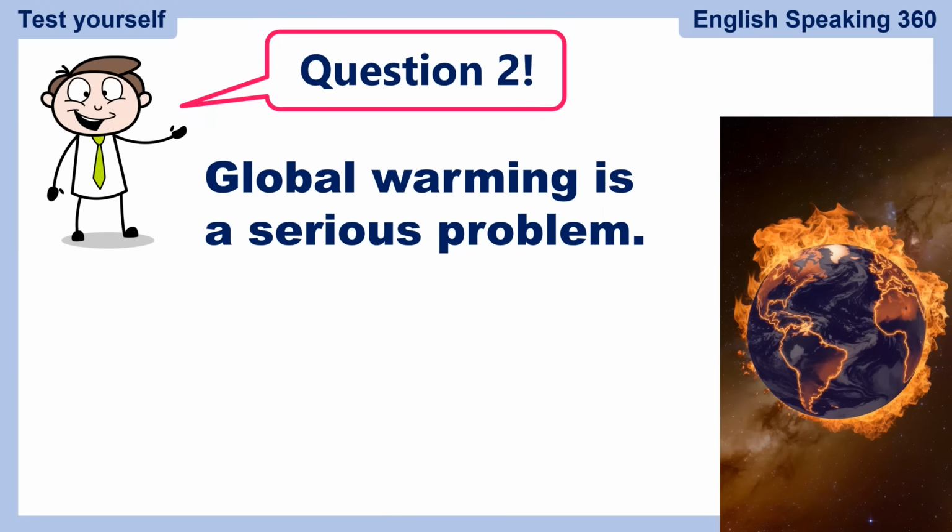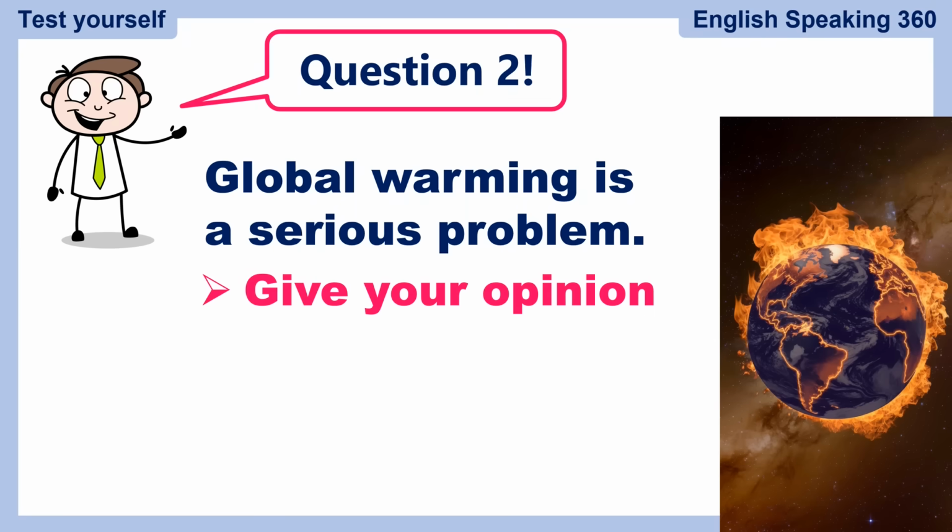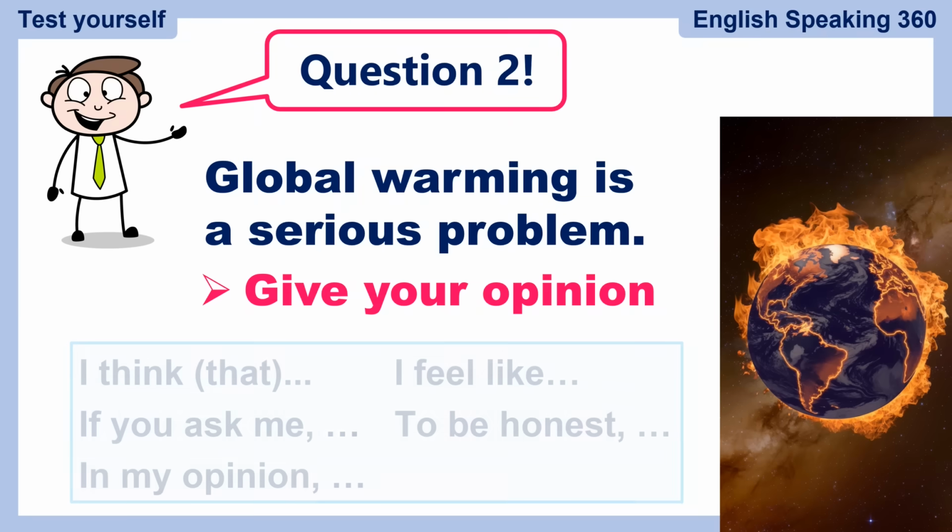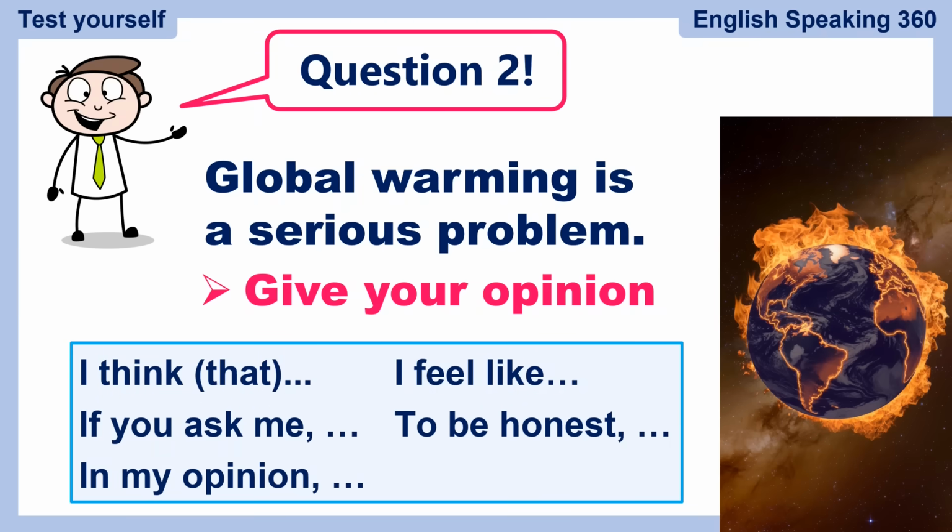Question 2. Global warming is a serious problem. Now give your opinion. That right here is your opinion. It is a serious problem. When giving your opinion, you could say, I think global warming is a serious problem. I feel like global warming is a serious problem. If you ask me, global warming is a serious problem. In my opinion, global warming is a serious problem. Or, to be honest, global warming is a serious problem.